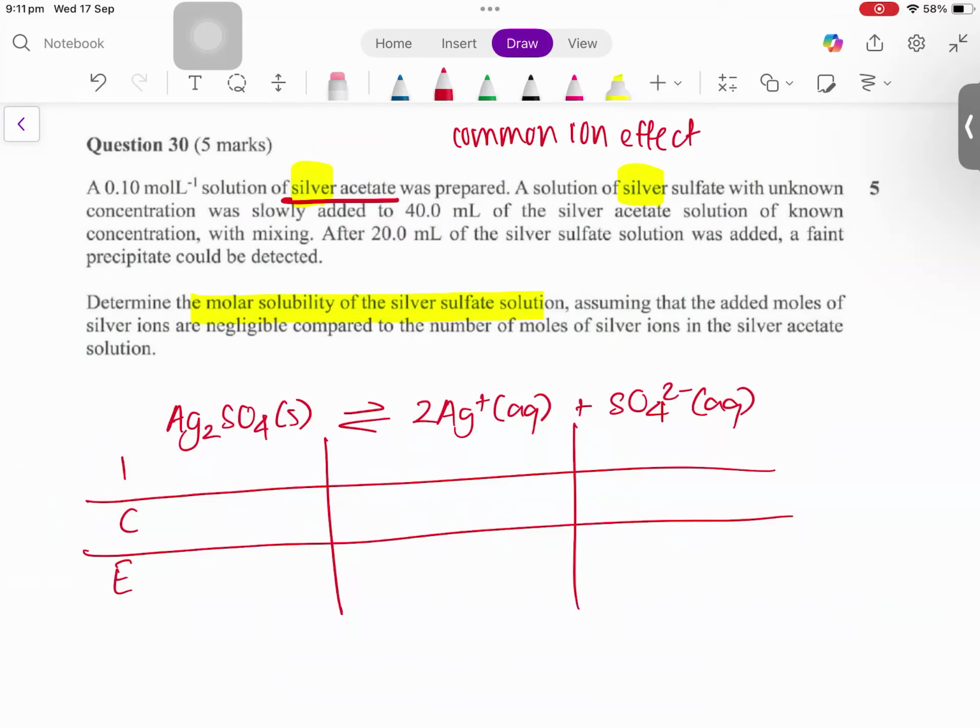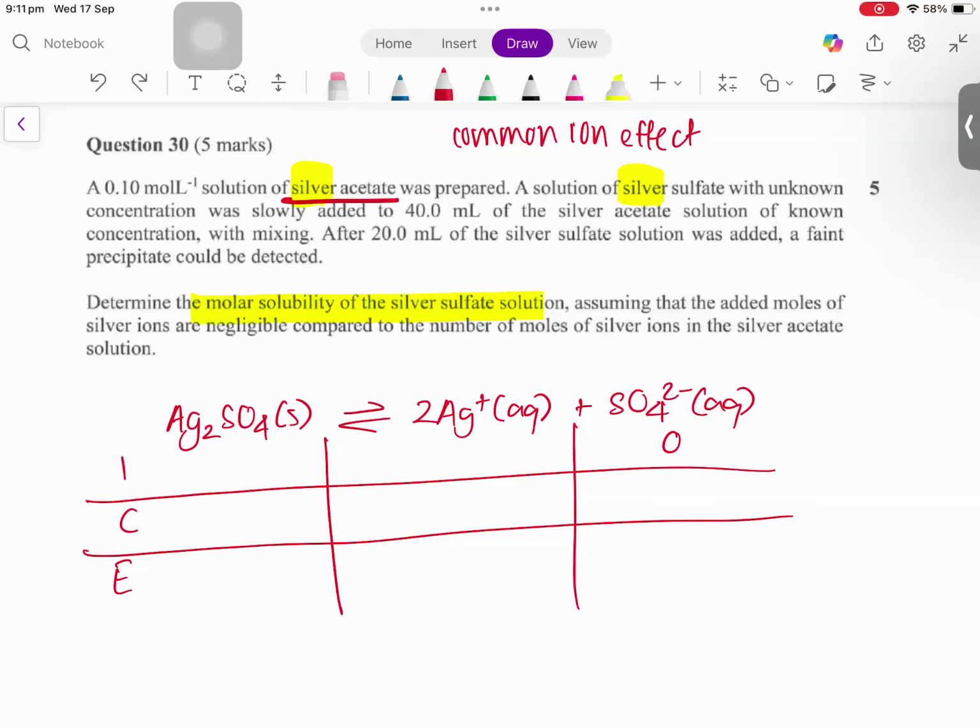So in silver acetate, I don't have any sulfate. That one is zero. In silver acetate, I do have silver. Okay, so this here is going to be a certain number. I'm not going to fill this in as zero. Okay, so I have to figure out what that number is. Now, please just keep in mind that in your ICE table, you normally do concentration. This, however, guys, this common ion effect question is slightly different to the ones you're used to doing.